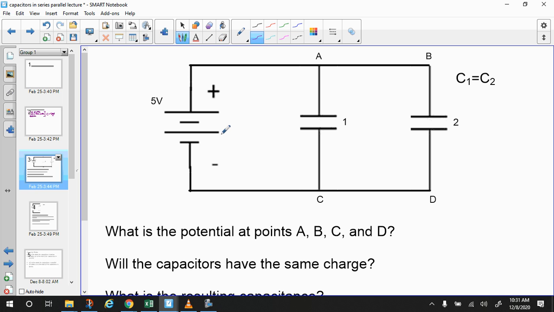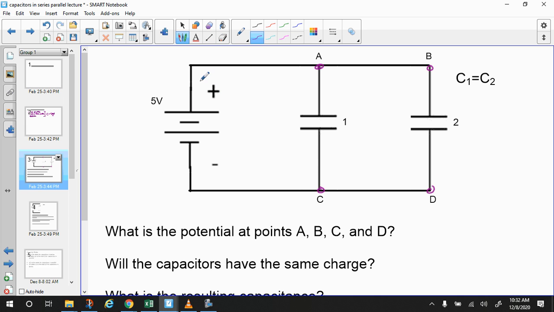So here is a circuit, and in the circuit I have a 5-volt battery. It is connected in parallel with two capacitors, capacitor 1, capacitor 2. The capacitances of capacitor 1 and capacitor 2 are equal to each other. So let's think about what we know about circuits. What is the potential at position A, B, C, and D? So think about that to yourself right now.